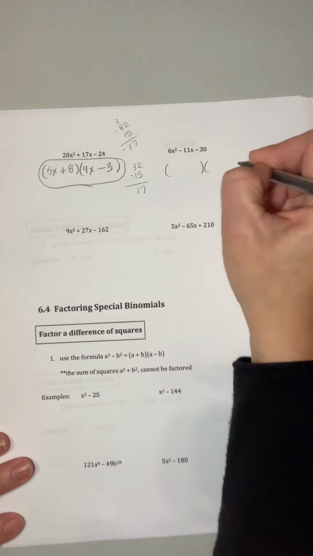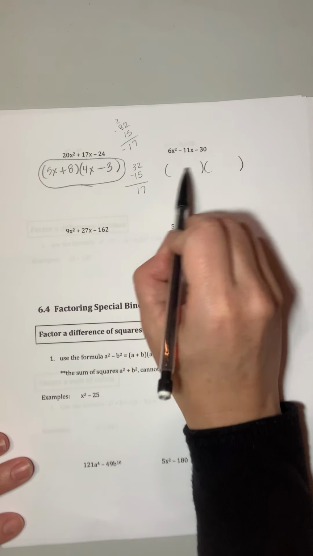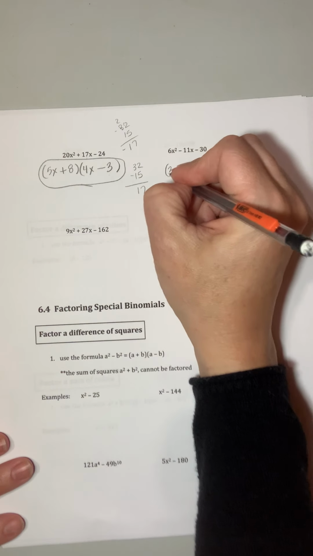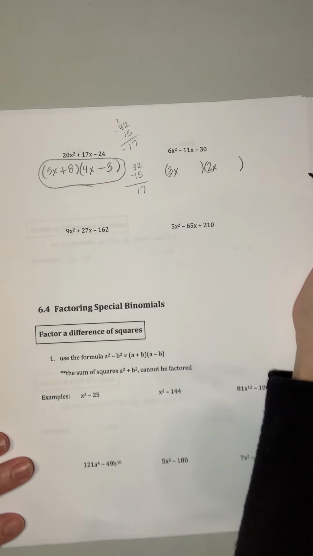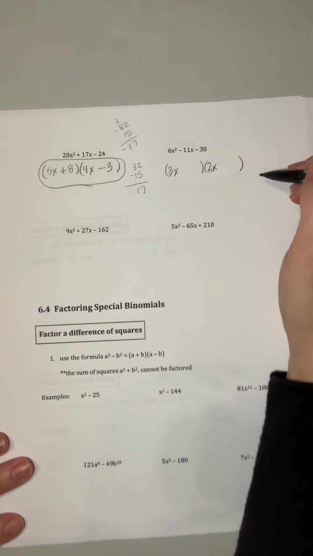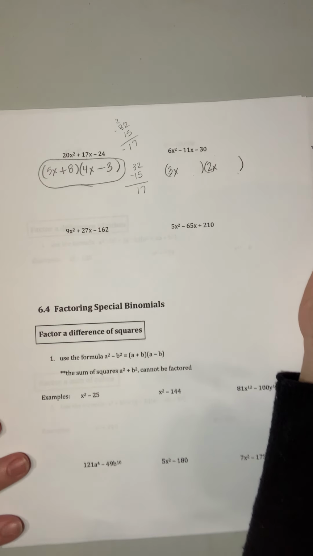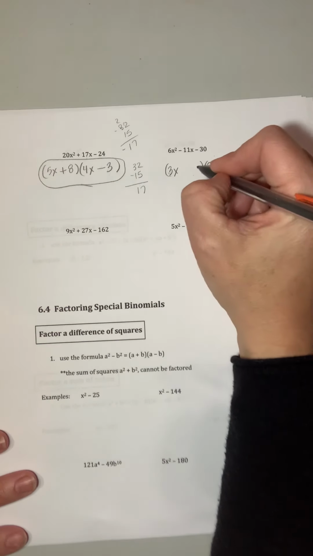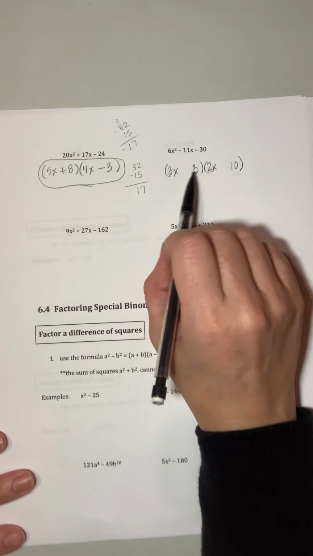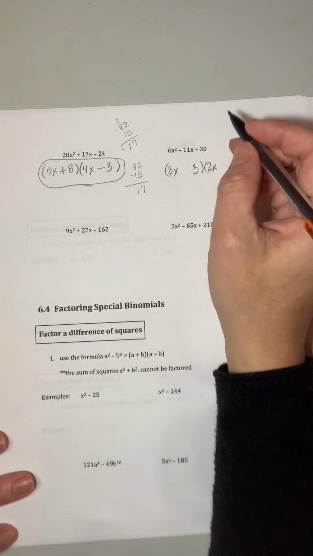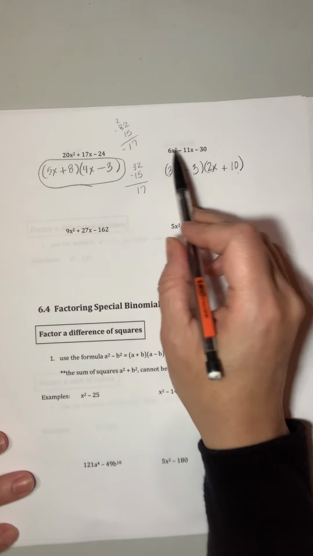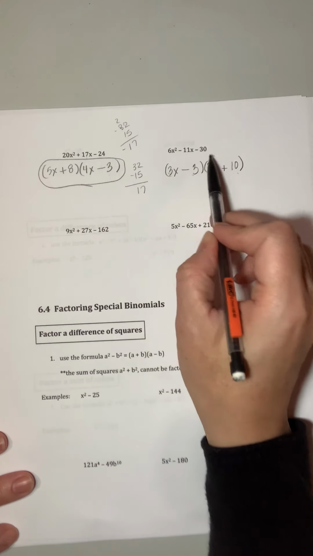Okay, 6. It can be 6 and 1, 1 and 6, 2 and 3, 3 and 2. Let's do 3 and 2. 30 on the end can be 3 and 10, 15 and 2, 6 and 5. So let's do 3 and 10. Now I need a negative 30, so that means one of these has to be negative. So let's do negative here, positive there. So let's see what happens. 3 and 2 gives me my 6. Negative 3 and 10 gives me my negative 30.